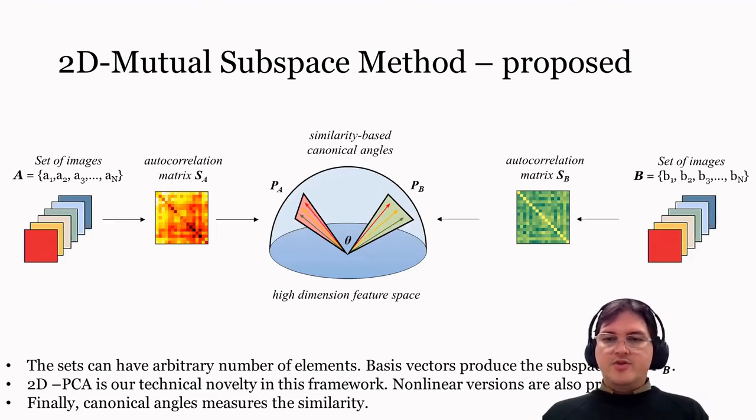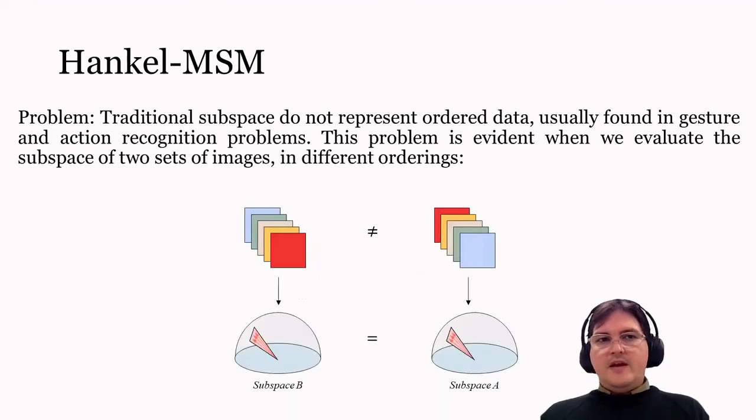So this is our first contribution. We employed the two-dimensional PCA, which gives us some advantages over the one-dimensional one. It also makes the subspace very compact, and we can make very fast algorithms. We also understood that the ordering of the patterns is not preserved when we use the one-dimensional PCA. And then we also introduced the Hankel subspace method. As we can see, if we change the ordering of the patterns, the ordering of the frames, we always get the same subspace.